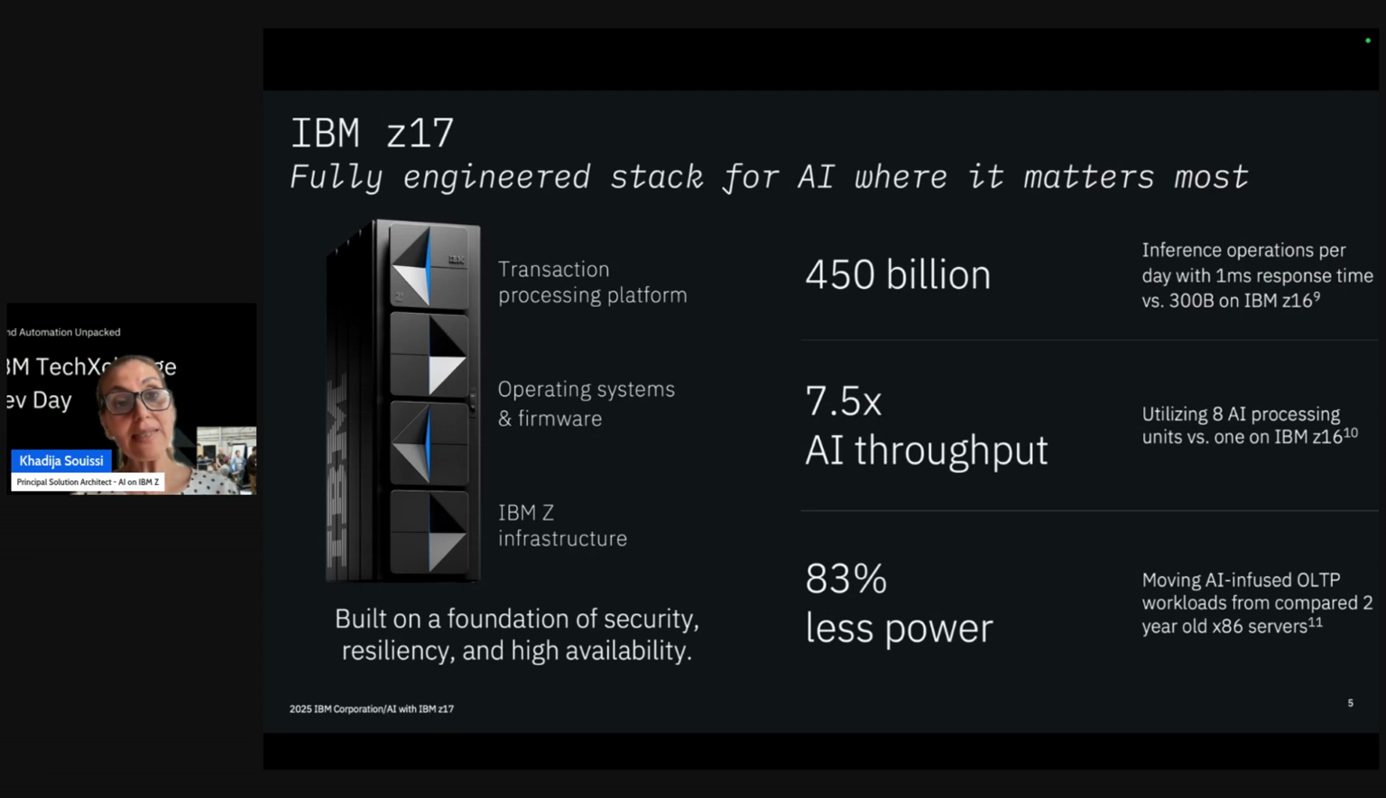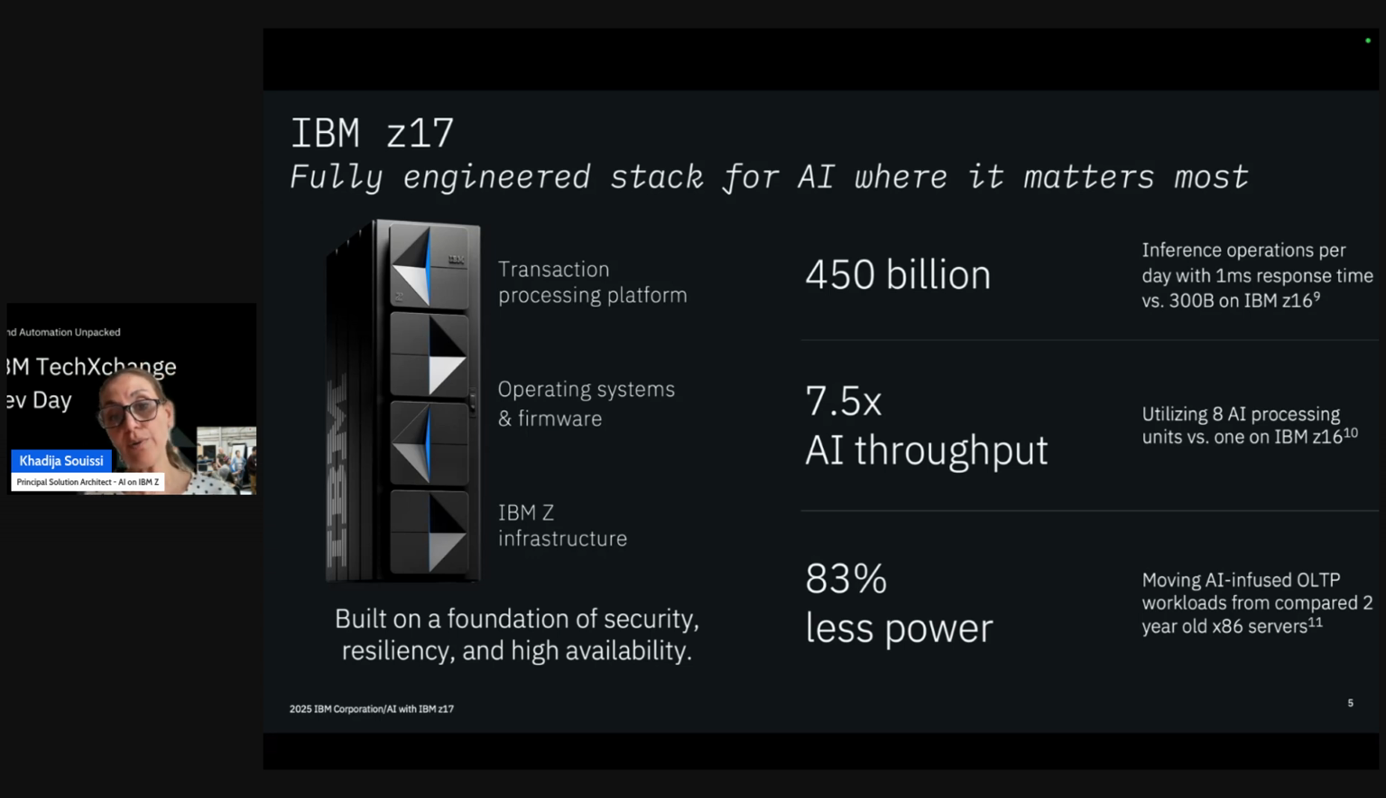Looking at key capabilities that we are providing with the IBM Z17, we are able to process 450 billion inference operations per day with 1 millisecond response time. And this is very, very fast. If you compare that with your eye movement, it would feel like an eternity. We are also increasing the AI throughput by utilizing 8 AI processing units that can help reach better bandwidth and also do workload balancing within that group of processing units.